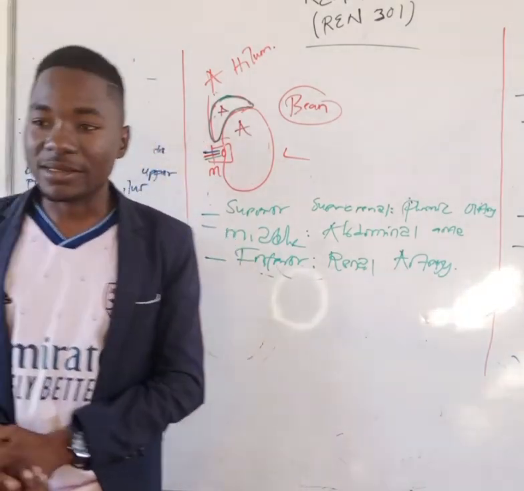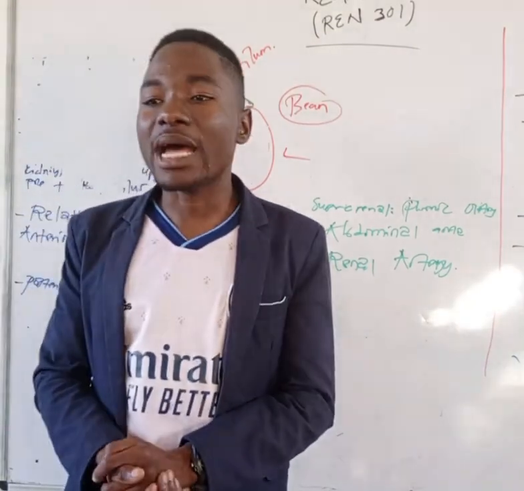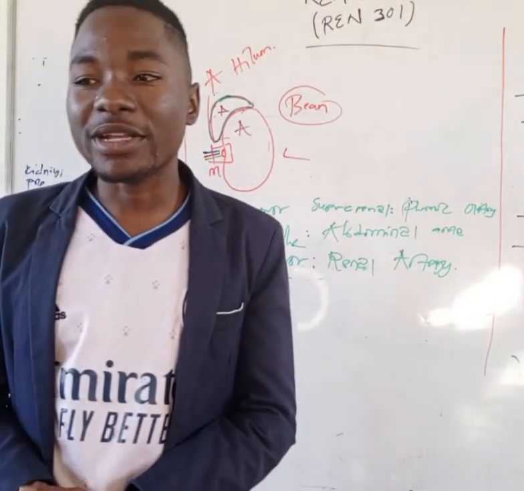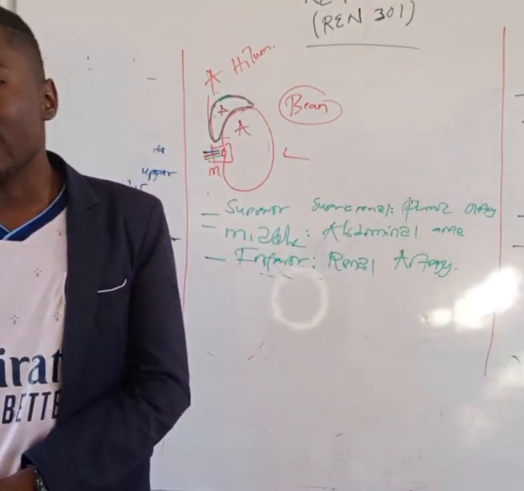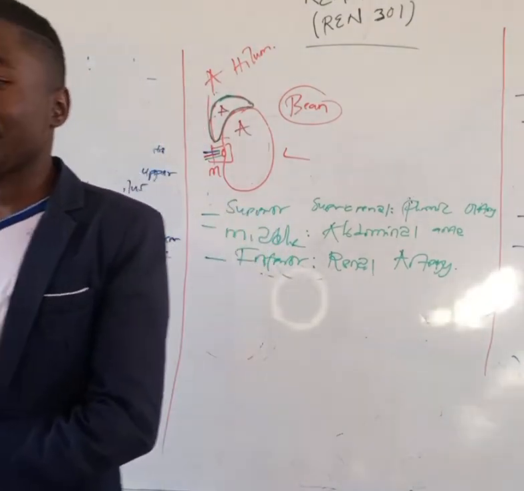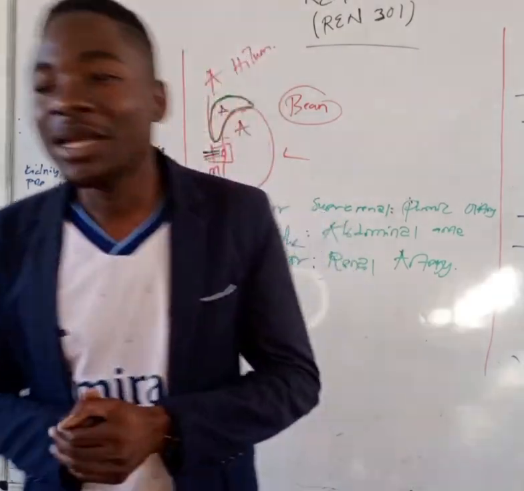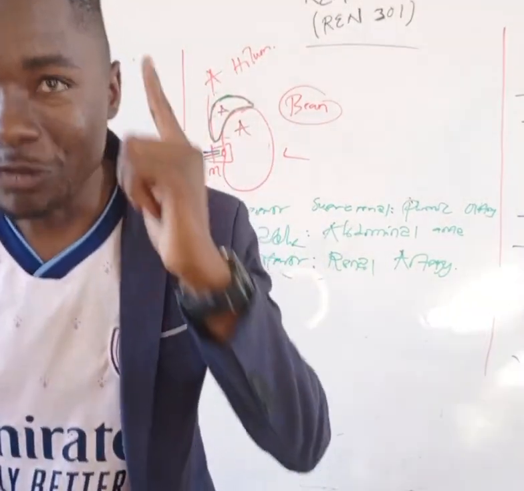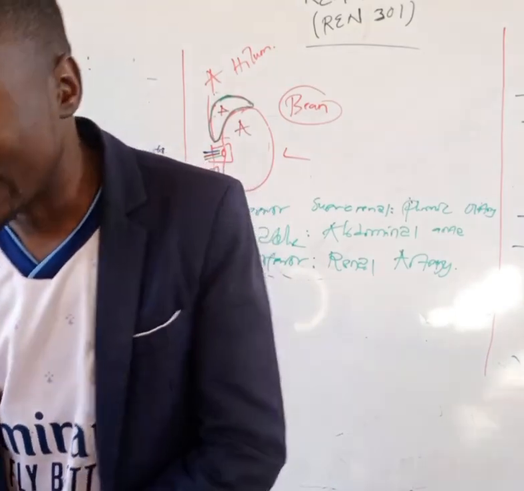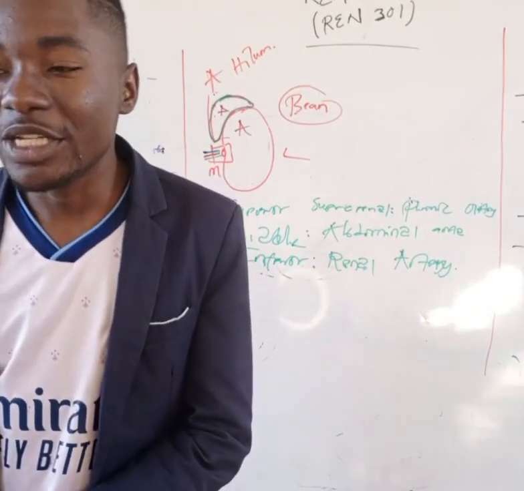How about the veins? For the veins, a single vein emerges from the hilum of each gland and drains into the inferior vena cava on the right and into the left renal vein on the left. This is straightforward. That anatomy is very important. So we are saying that a single vein emerges from the hilum of each gland and drains into the inferior vena cava on the right and into the left renal vein.